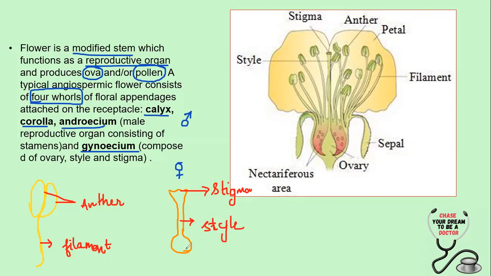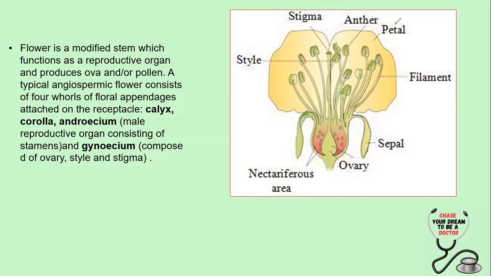And the bulged bottom portion of the female reproductive part of a flower, you will call it the ovary as well. So these are the main parts of an androecium and a gynoecium. So let's discuss. This is the very first diagram in your NCERT.